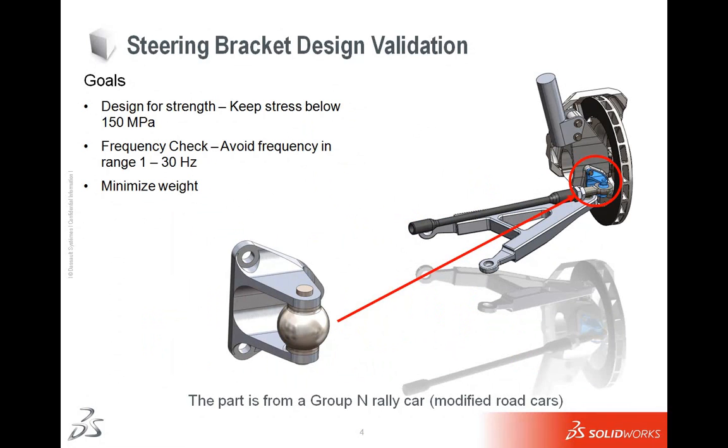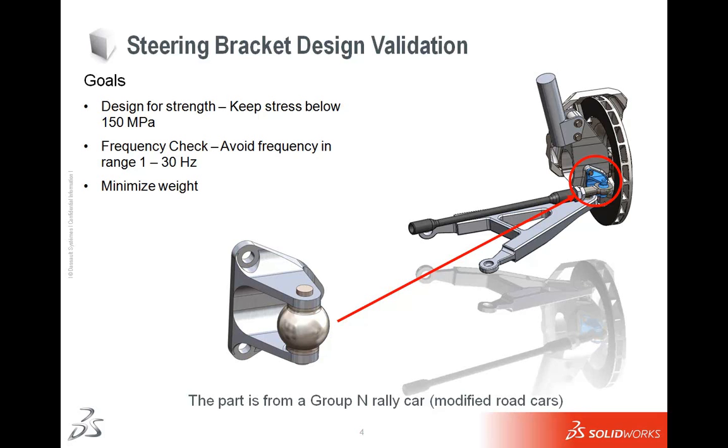For this first part of the demo, we're going to talk about a steering bracket where our goals are to keep the stresses below 150 megapascals, and we want to make sure that our frequency stays above 30 hertz. We also want to minimize weight. This is a steering bracket for a rally car, and obviously weight is important as well as strength. We want to make sure that this thing will not break in the middle of a race.